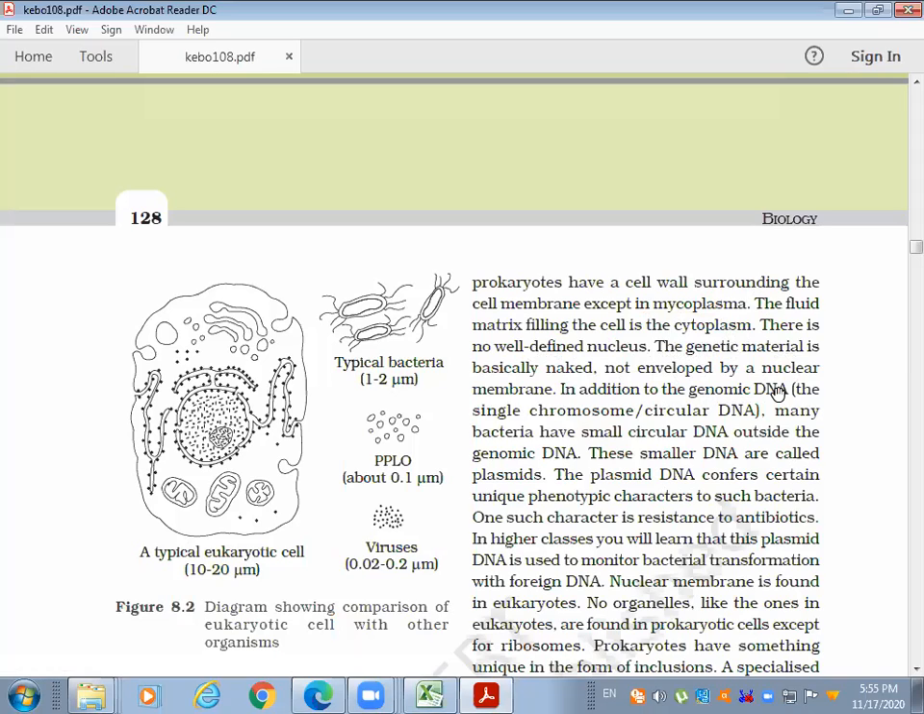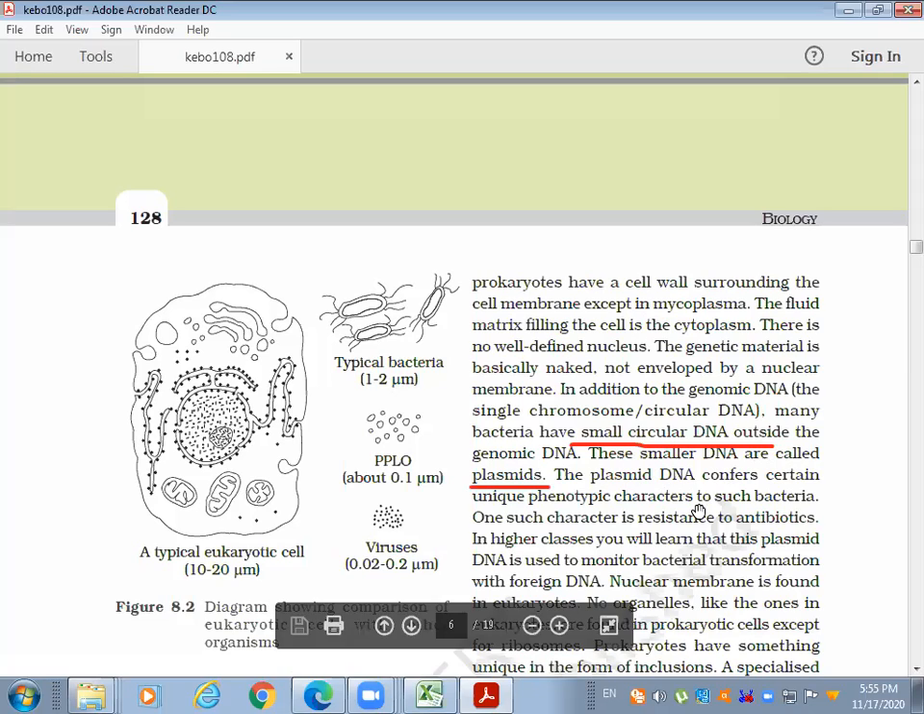In addition to the genomic DNA, the single chromosome or circular DNA, many bacteria have small circular DNA outside the genomic DNA. These smaller DNA are called plasmids.